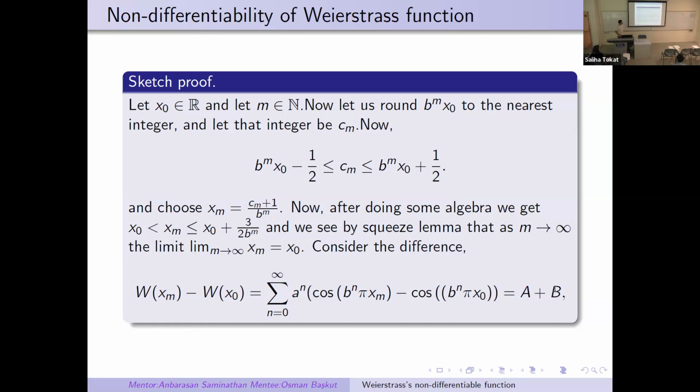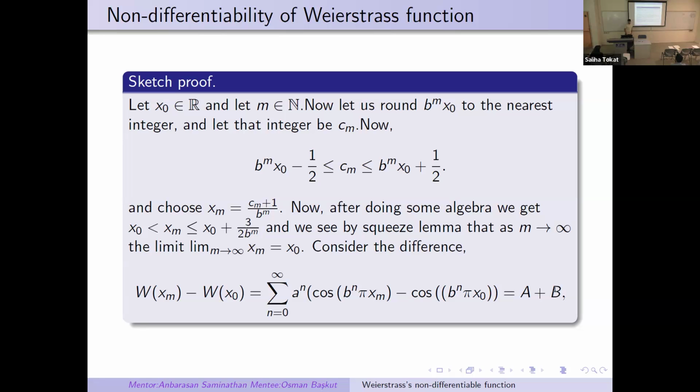So let us pick an arbitrary real number, say x0, and a natural number m. Now consider this neighborhood. We want Cm to be an integer, and we pick such an integer in this neighborhood. I will prove this theorem in 3 cases, and this one will be case 1. We construct a few things here, and we choose xm as follows. After some calculations, we get this inequality, and we can take the limit and, using the squeeze lemma, as m goes to infinity, the limit xm approaches x0.